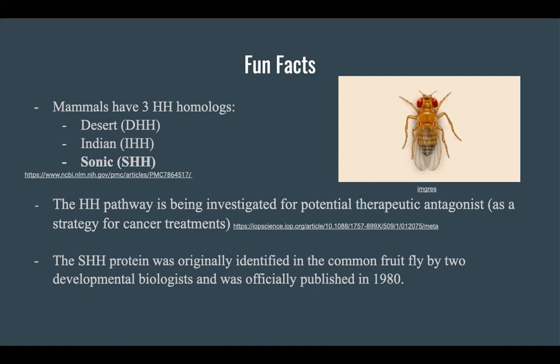And lastly, the SHH protein was originally identified in the common fruit fly by two developmental biologists and was officially published as a protein in 1980.